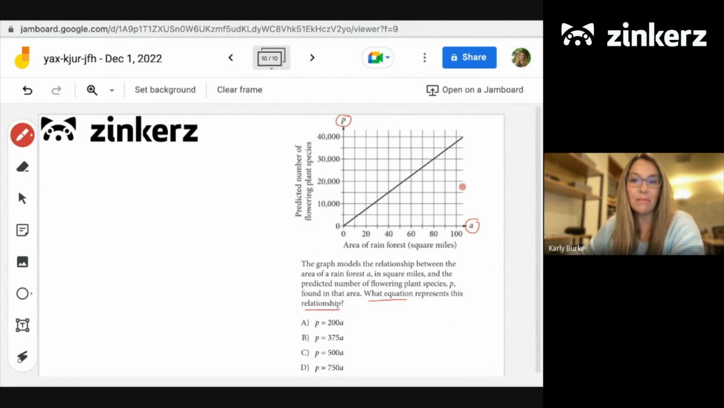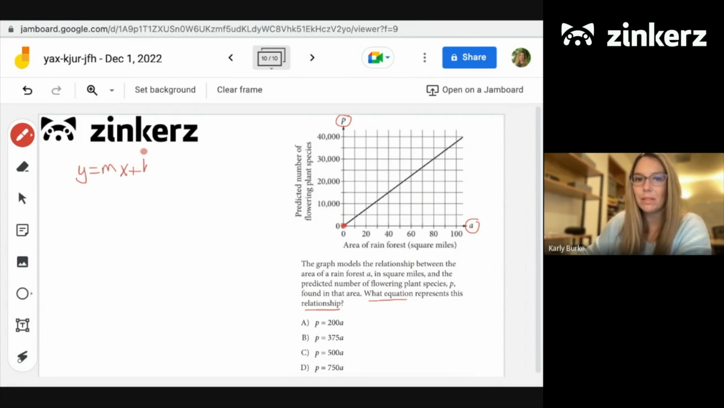Any ideas how you can find a nice equation for this? Well, right off the bat, I see it goes through 0, 0, which is very helpful because I know if I go back to y equals mx plus b, I know the b value has to be 0. So all you have to do here is find the slope. How do you find the slope?